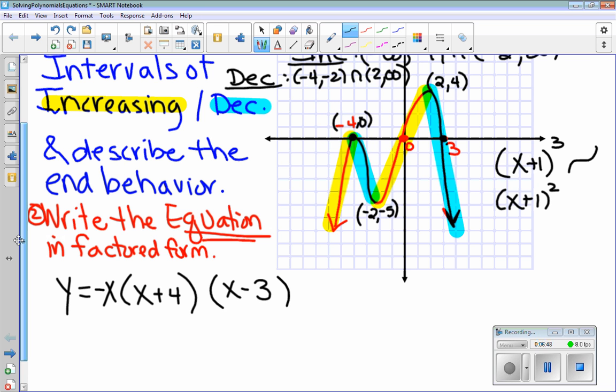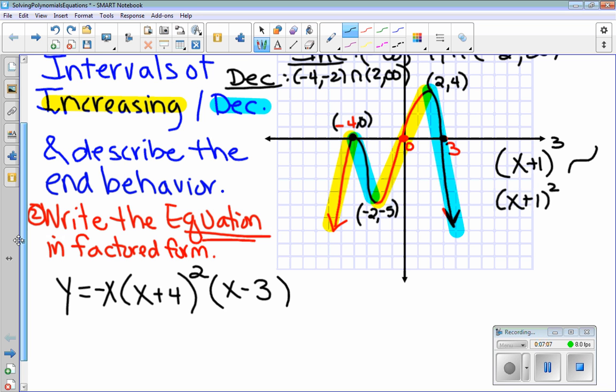Kisses the axis. So do I have any kissing here? I'm going back down. Don't I have a little place where it does that? Right here at negative 4. So that means that this factor has to be squared. It has a multiplicity of 2 because it kisses the axis there and goes back down.